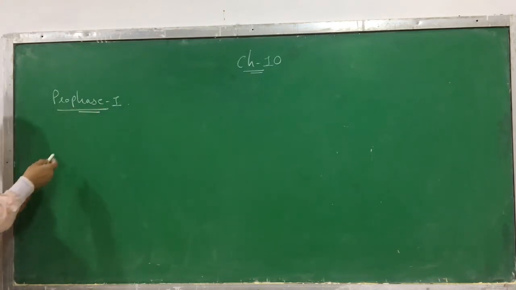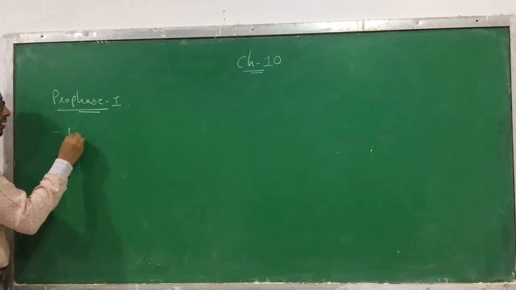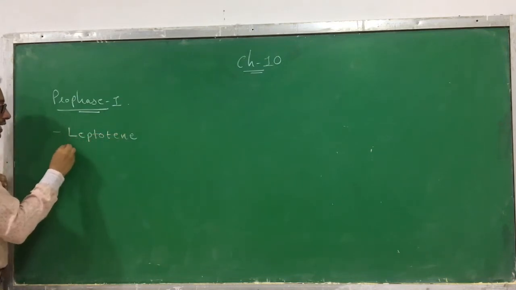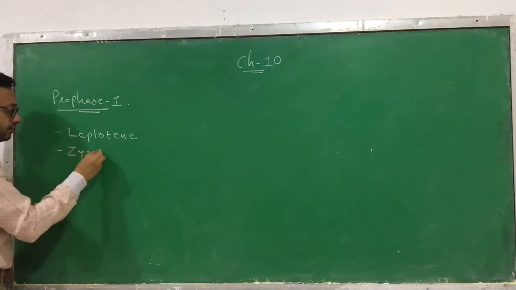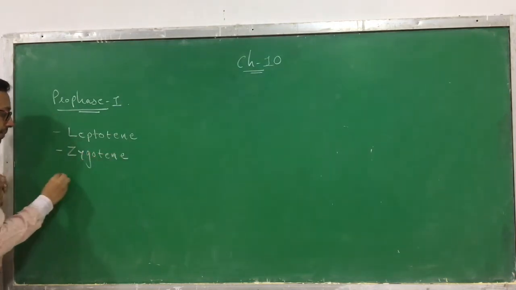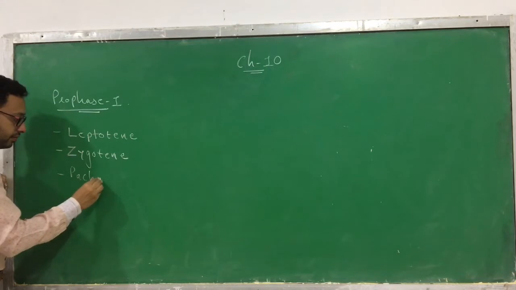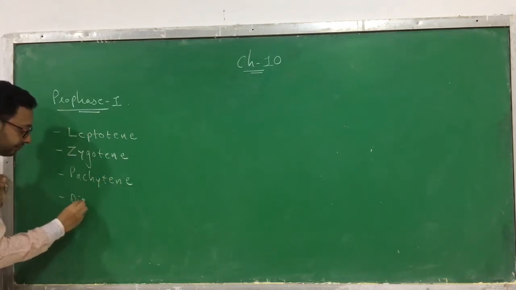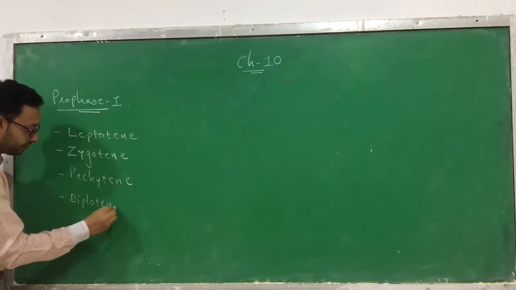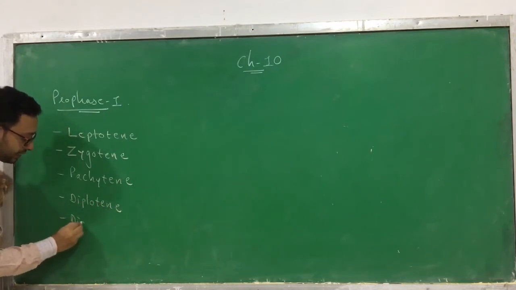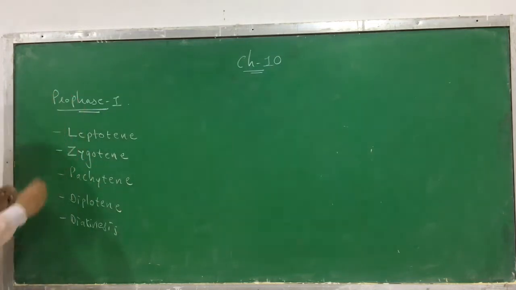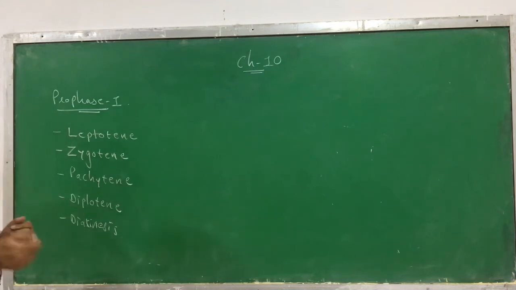Prophase 1 is divided into leptotene, zygotene, pachytene, diplotene, and the last one, diakinesis. These are the different phases of prophase 1 of meiosis 1. Let me briefly say what happens in these phases.